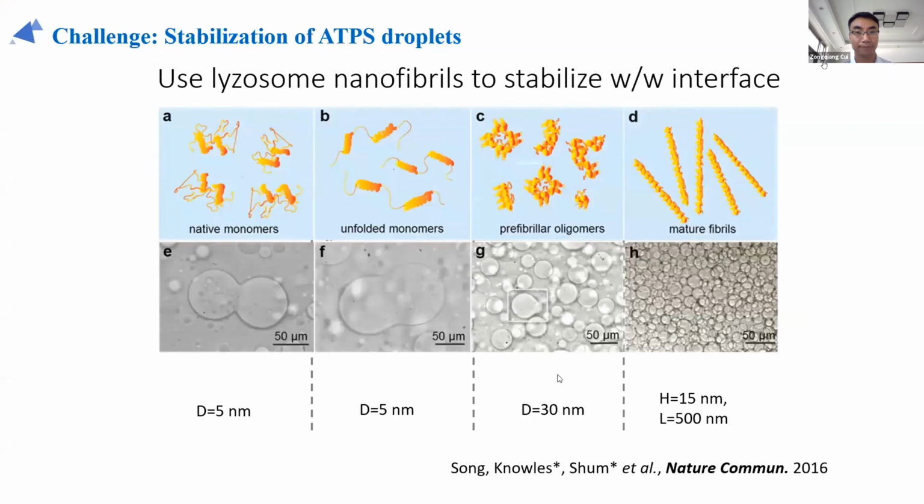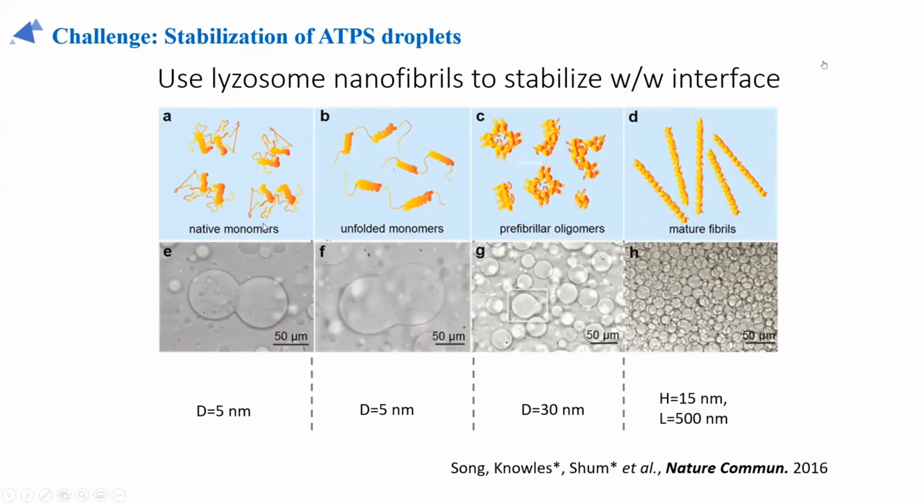You can see if we make an emulsion using the two immiscible aqueous phases, by shaking them, the droplets will merge with each other and form larger and larger droplets. So in this experiment, we try to add lysozyme at different degrees of polymerization, starting from monomers to unfolded monomers, prefibrillar oligomers to mature fibrils. We use these different stabilizers to try and stabilize the aqueous emulsions.